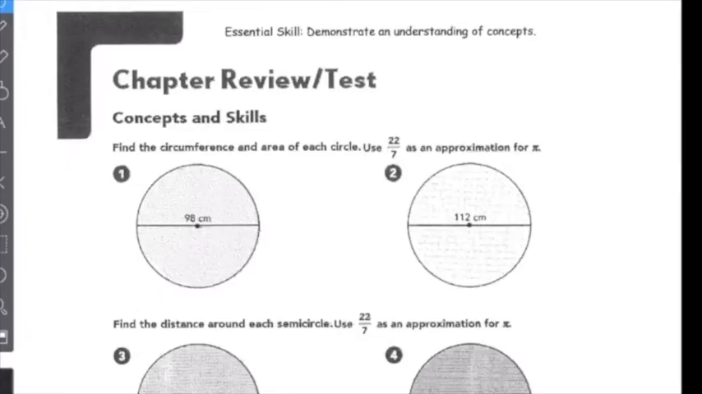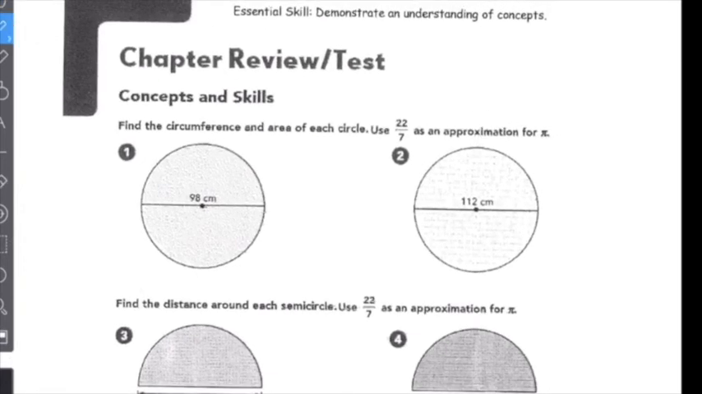Okay, boys and girls, this is our chapter 11 review. So let's go over some of these problems. The first one says find the circumference and area of each of the circles. So I'm just going to quickly go over it.